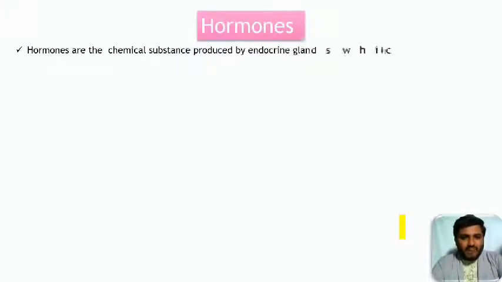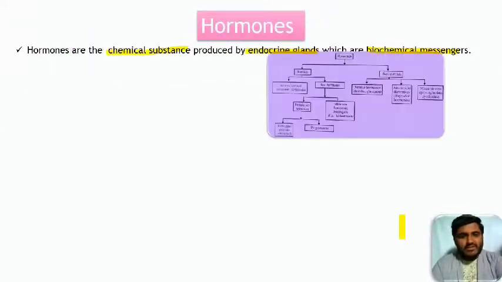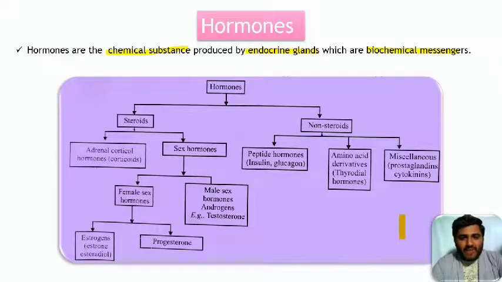Starting from hormones. So what are hormones, guys? Hormones are the chemical substances produced by endocrine glands, which are biochemical messengers. This is the classification of hormones. Hormones are mainly classified into steroid hormones and non-steroid hormones.